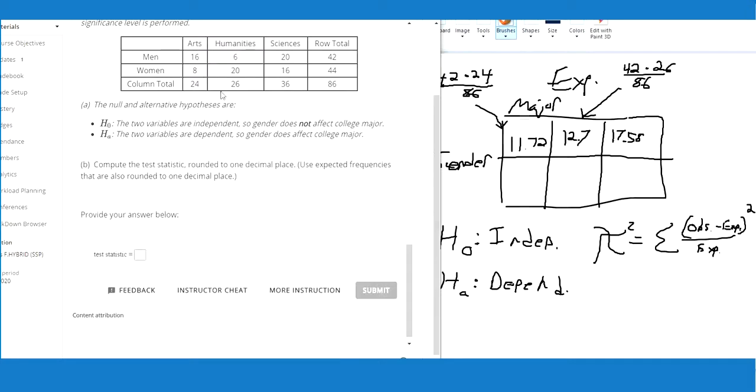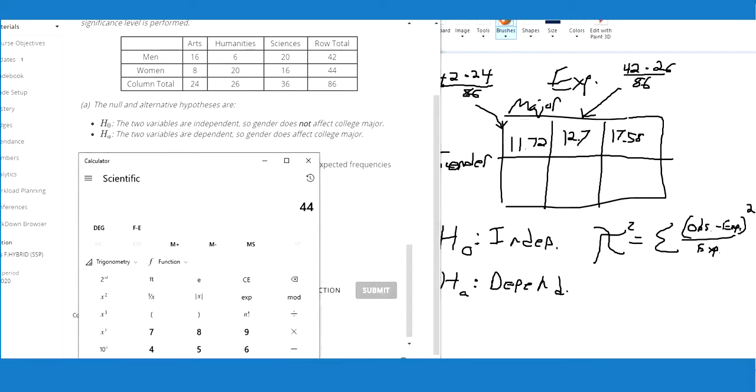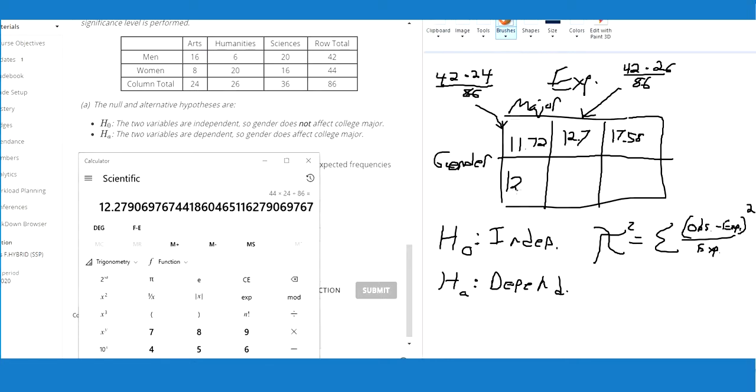For the women in the arts, it's again the row total times the column total, divided by the grand total, 12.28. Women in the humanities, row total times column total, divide by grand total, 13.30. And then women in the sciences, row total times column total, divide by grand total, 18.42.